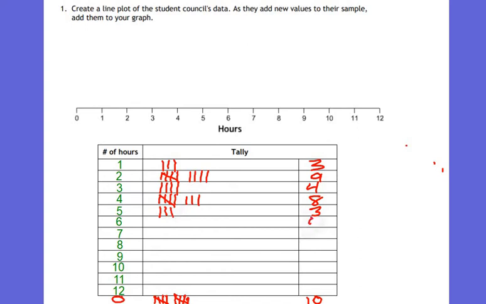6 hours, there were 4. 7 hours had 2. 8 hours had 3. 9 hours had 2. 10 hours had 1. 11 hours, nobody said 11. Then one person said 12.